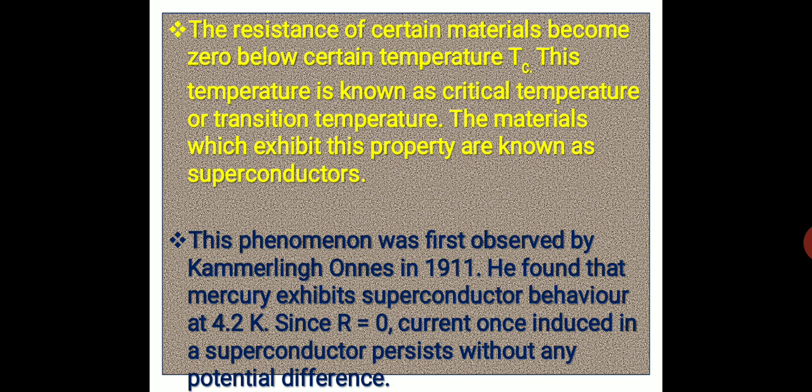This phenomenon was first observed by Kamerlingh Onnes in 1911. He found that mercury exhibits superconductor behavior at 4.2 K. K means Kelvin. Since R equal to 0, R is the resistance of the conductor, that is the resistivity equal to 0. So resistivity 0 means this has become a superconductor. Current once induced in a superconductor persists without any potential difference, without any waste of heat.